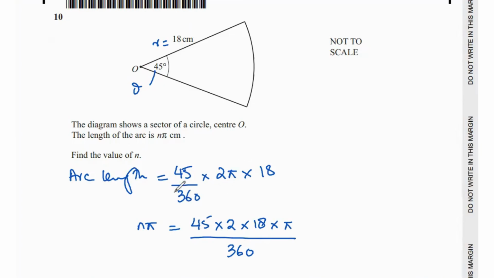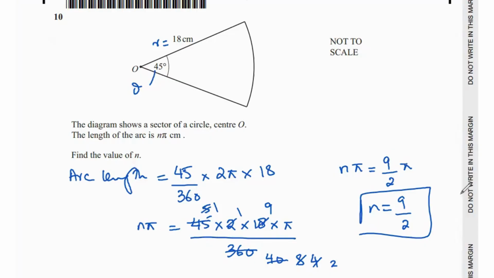Let's simplify this. Now 45 and 360 come in the 9 times table. This becomes 5. This becomes 40. 5, 1, and this is 8. 2 ones are 2, and that's 4. And this becomes 2, this becomes 9. So we have n pi equals 9 over 2 pi, which means n is equal to 9 over 2. For these types of questions, you need to know how to simplify fractions. And to simplify fractions, you need to know your times table very well.